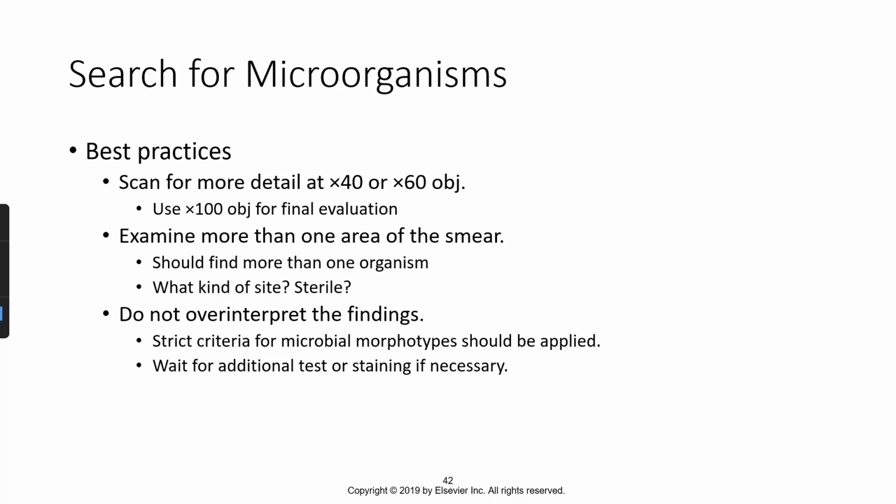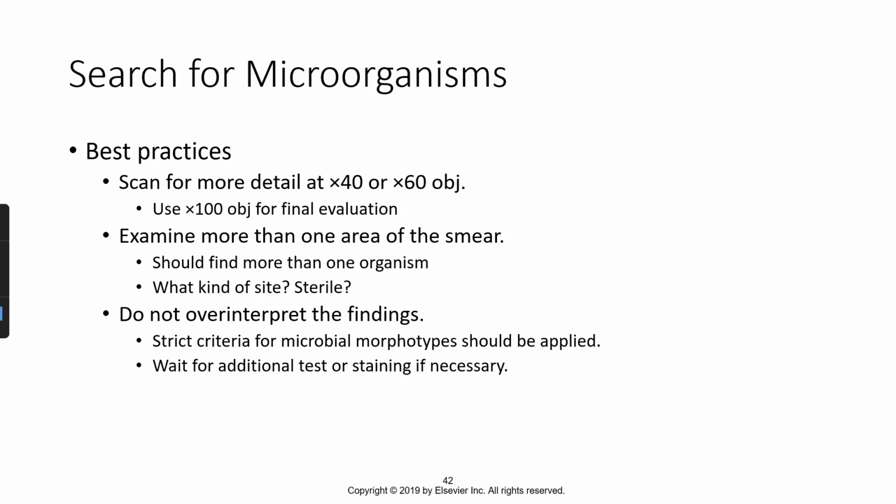Do not overinterpret the findings. There's strict criteria for microbial morphotypes that should be applied. So sometimes when you look at cellular debris in the background, you could be like, oh, this looks like cocci, and you could report out cocci when really there's nothing in that specimen that would be cocci. So whenever you're wondering what you're looking at, ask someone else. Ask for a second opinion. And you can wait for additional testing or staining if necessary.